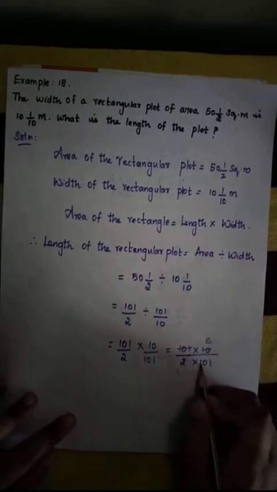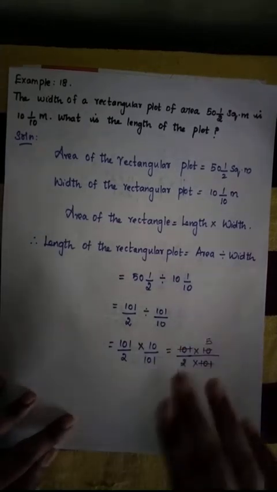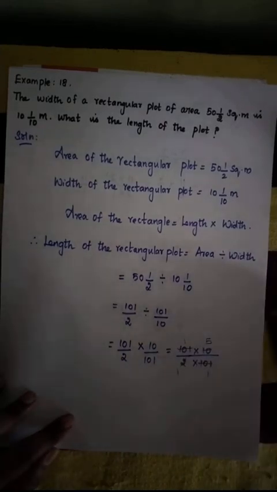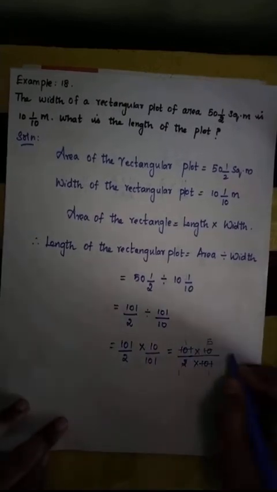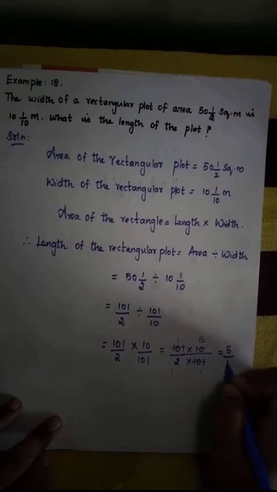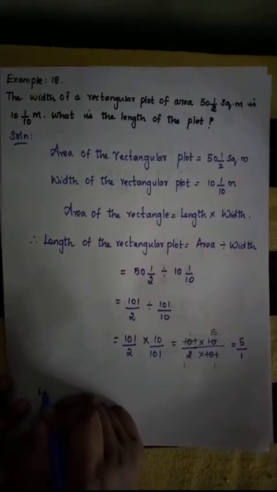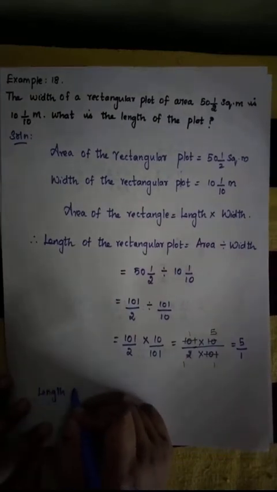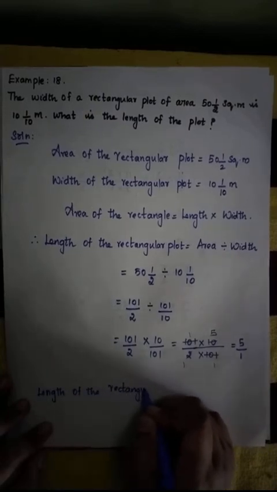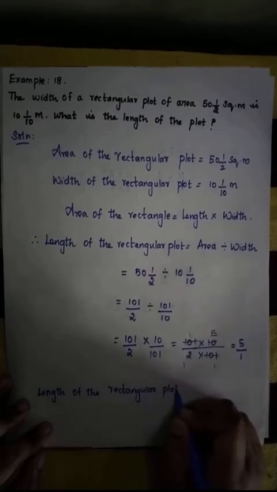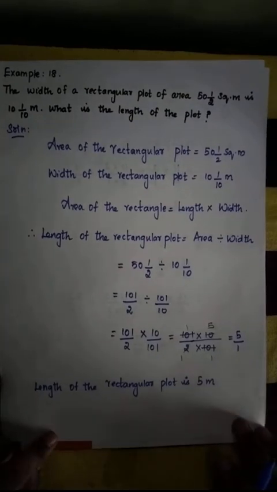Here, 101 cancels. If there is the same number in the numerator and denominator, we can cancel each other. Cut it and write 1. Then multiply the remaining numbers: 1 into 5 divided by 1. So our answer is 5. The length of the rectangular plot is 5 meter. This is your answer. Understand?